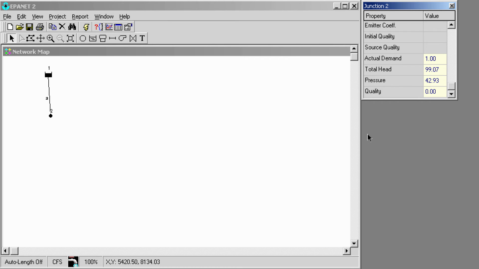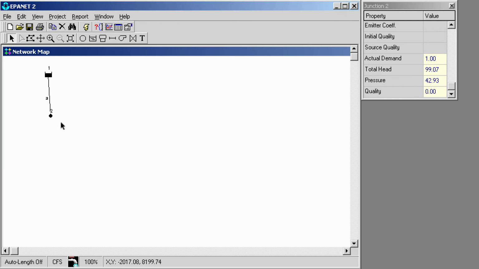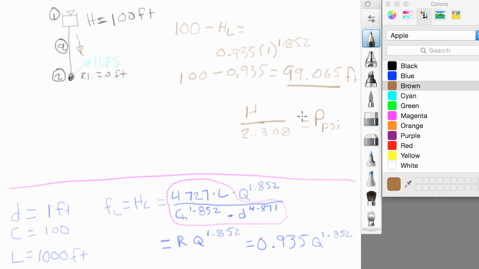We can see that I've drawn the same network in EPANET. Node 1, Node 2, Pipe A. We'll go ahead and run that, and we'll see that for node 2 we have a total head of 99.07. Now let's make this a little bit more challenging.